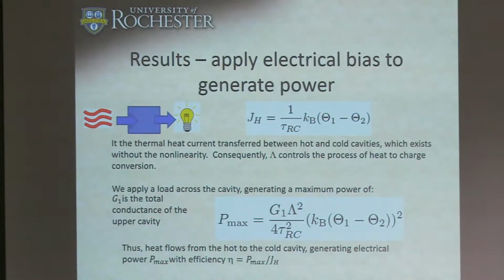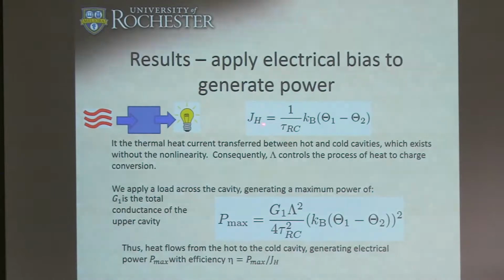Okay, good. And so now that gives us rectification. But rectification is not enough to generate power. We want to make the current fight against an electrical potential. So we have to think about what's going on. We're going to put some heat into our system, and we're going to generate some power with the light bulb.